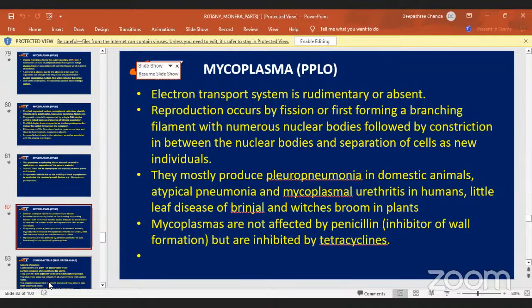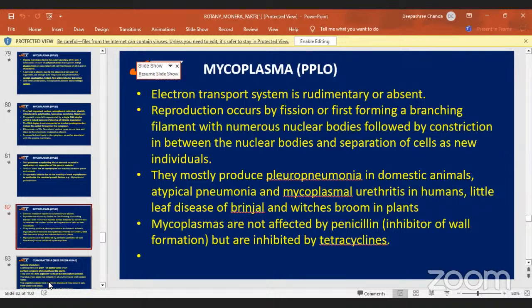Mycoplasmas are not affected by penicillin, which is an inhibitor of cell wall formation, but they are inhibited by tetracycline. Penicillin is an antibiotic. Different antibiotics have different modes of action. What is the meaning of modes of action? It simply means that some antibiotics may target mitochondria of the cell. Some antibiotics may target the cell wall of the cell.